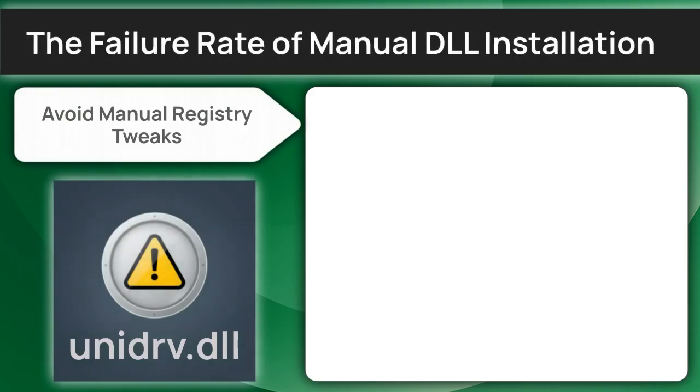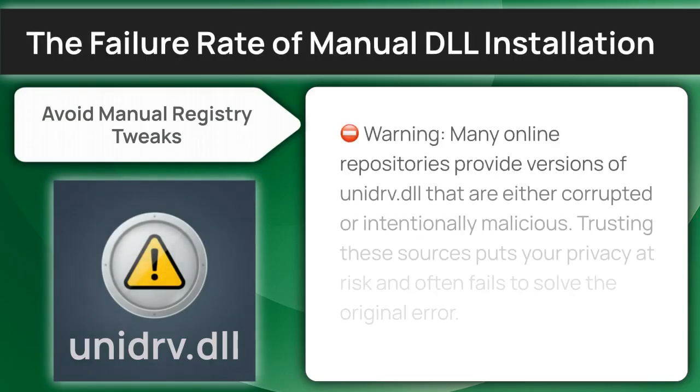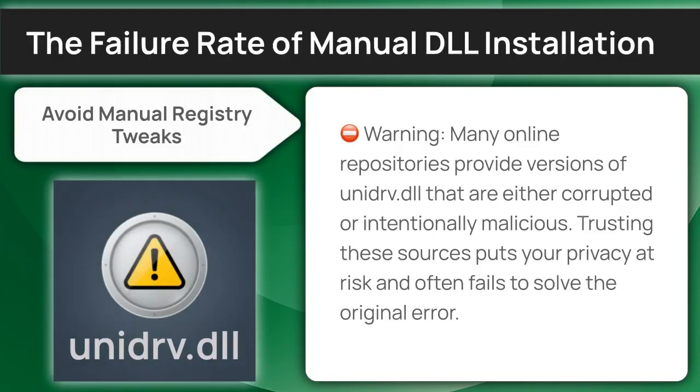To protect your system architecture, I have a few recommendations regarding file authenticity. Installing an unverified version of the Unidrv DLL is a common security pitfall that can inadvertently bypass your system's built-in execution safeguards and firewall.